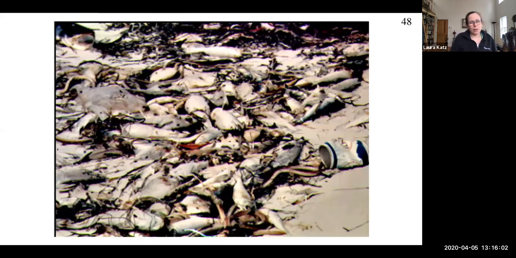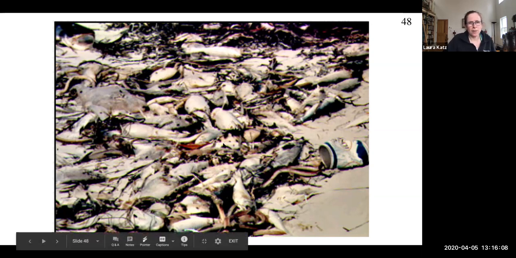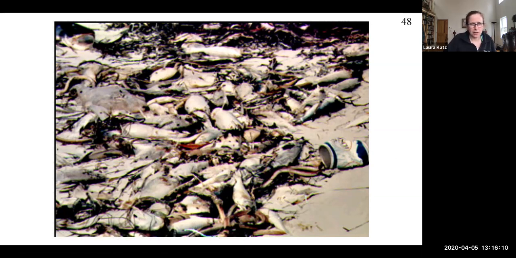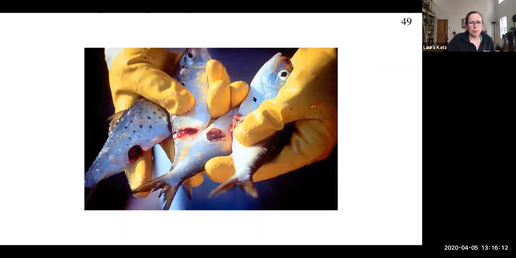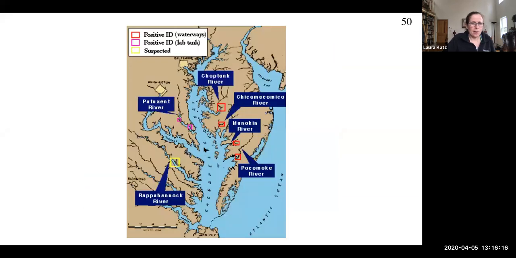If you're from North Carolina or the Chesapeake Bay area, you might have known about or seen the reoccurrence of these fish kills. That's a beer can. These are all fish. And when people pulled up these fish, they had these holes drilled into them. This was the occurrence of what they suspected to be the causative agent. And here's Baltimore and Washington, D.C.